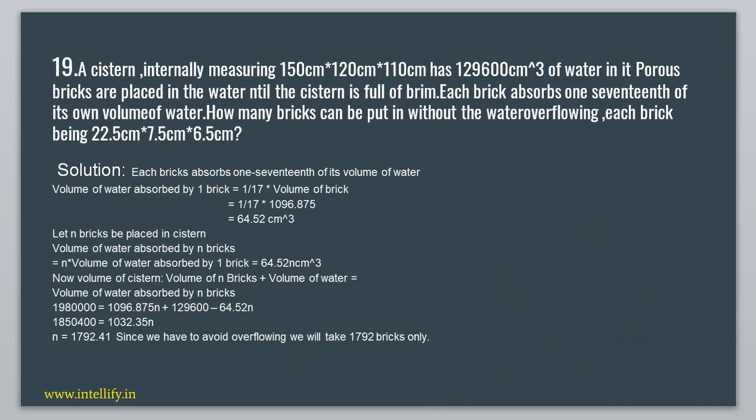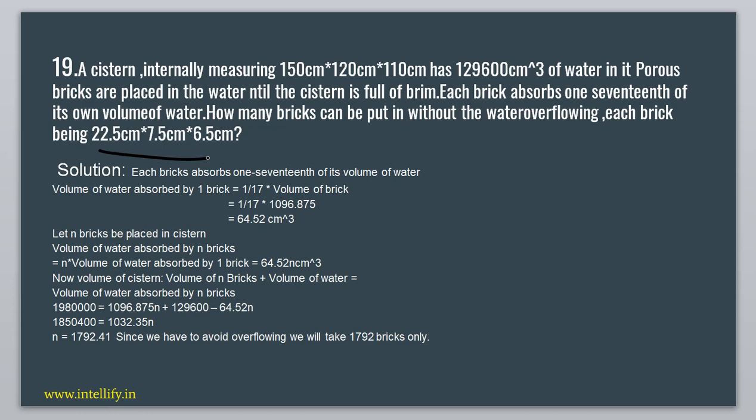Next question, we have a cistern internally measuring 150, 120 centimeter, 110 centimeter, these are the dimensions, and it has 129,600 centimeter cube of water in it. So we have porous bricks placed in the water until the cistern is full to the brim. Each brick absorbs 1/17th of its own volume of water. So what the brick does, the brick absorbs 1/17th of its volume of the water. So how many bricks can we put in without the water overflowing? The dimensions of the bricks have been given here.